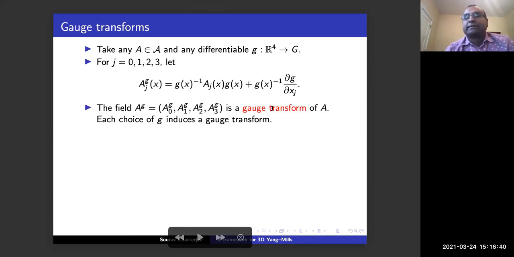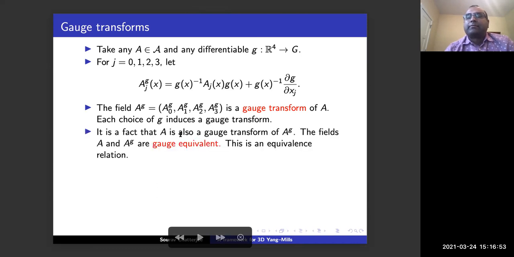And this new field is a gauge transform of A. Each choice of G induces a gauge transform. I'll talk about the exact regularity later on. In fact, you can show that if you apply G inverse to A^G, you get back A. So this actually is a group action. This set of all gauge transforms is a group, and A going to A^G is a group action.